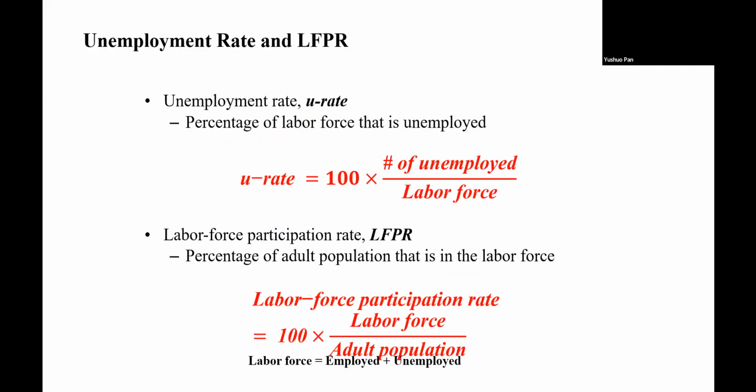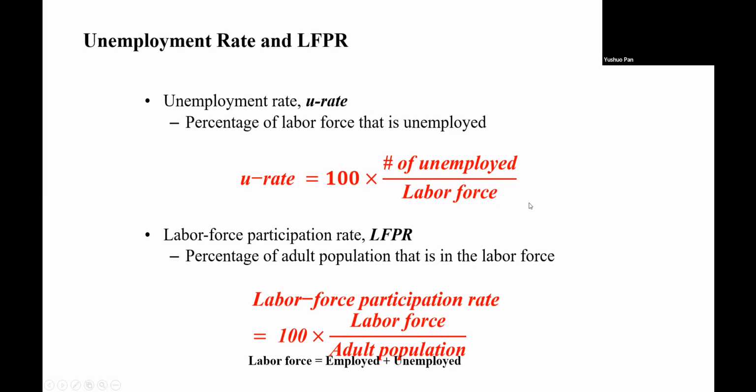The next slide, again, has some calculations which you are going to use a lot. That's two equations you need to remember for this chapter, and you are going to use them to answer the questions in your assignment and in your test. The first important equation is the unemployment rate, or the U rate. It's the percentage of the labor force that is unemployed. So U rate equals 100. When we talk about percentage, we usually multiply by 100, times the number of unemployed divided by the labor force.